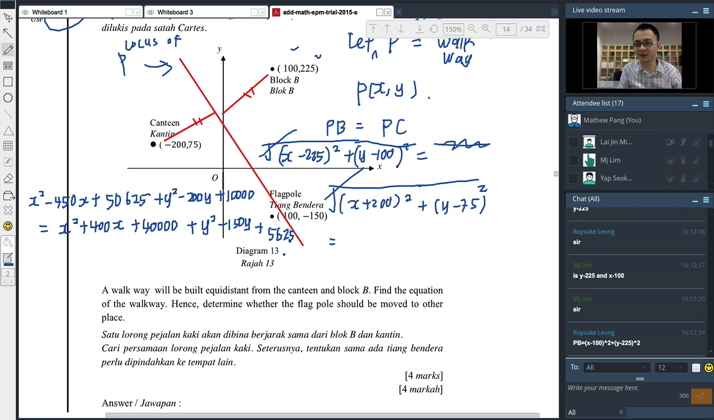Y is negative, is y minus 225. This is x value, right? This is y value, right? No wonder. Yeah, so this is, yeah, that changed. Y minus 225 is x minus 100. Okay, never mind. Cancel this one. Cancel this one.